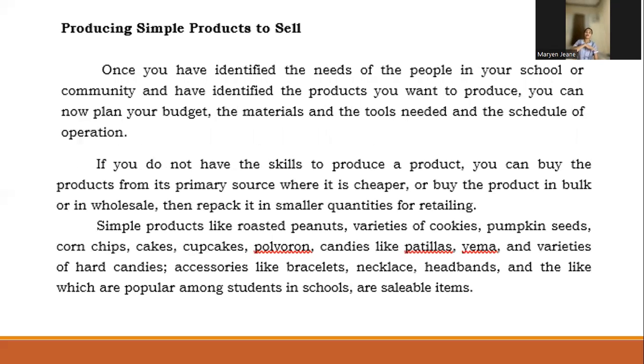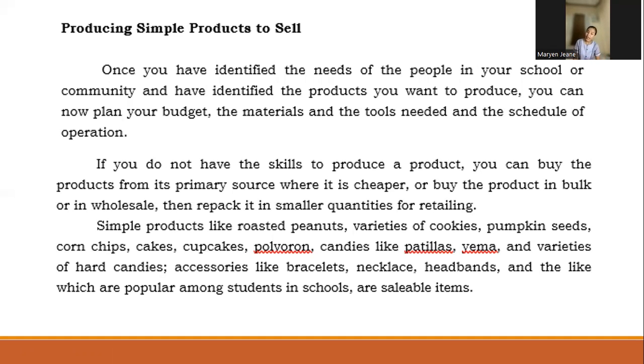Okay, now for the next part is producing simple products to sell. Once you have identified the needs of the people in your school or community and identified the products you want to produce, you can now plan your budget, the materials and the tools needed, and the schedule of operation. So always remember your budget, the materials, and the tools needed. You may start now your operation or your selling, or decide when you will start your business.